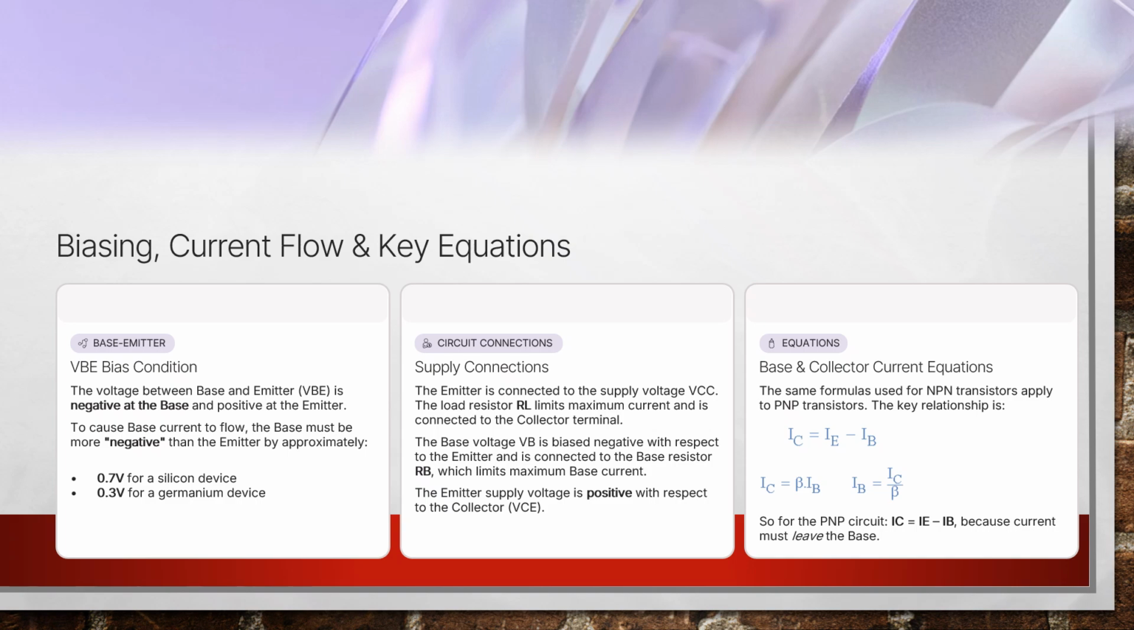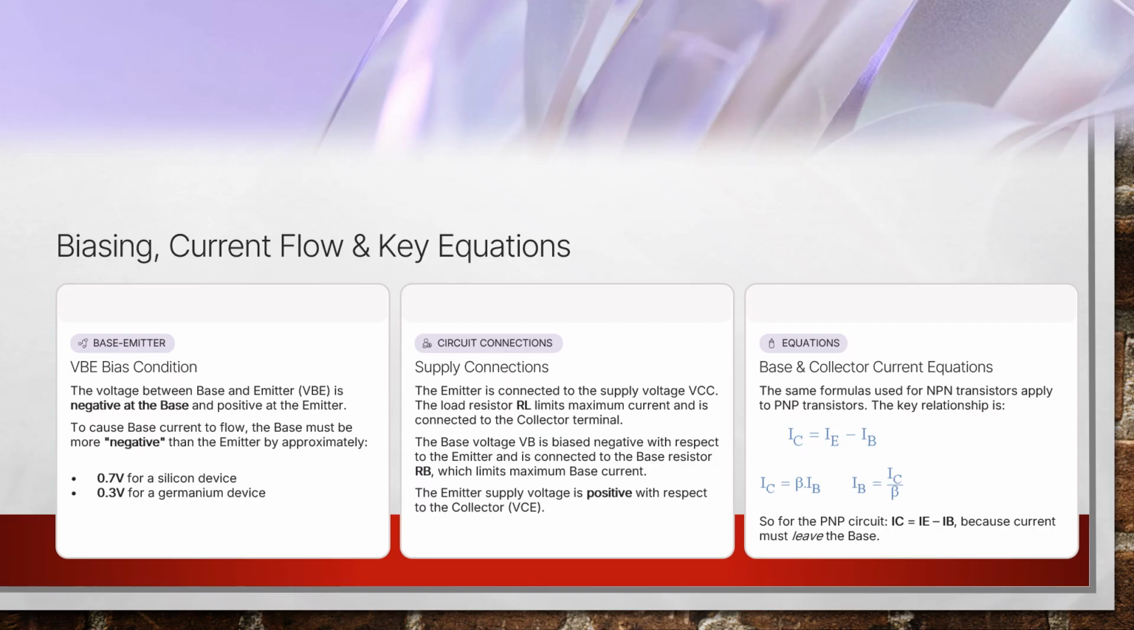Circuit connections. Supply connections. The emitter is connected to the supply voltage VCC. The load resistor RL limits maximum current and is connected to the collector terminal. The base voltage VB is biased negative with respect to the emitter and is connected to the base resistor RB, which limits maximum base current. The emitter supply voltage is positive with respect to the collector, VCE.